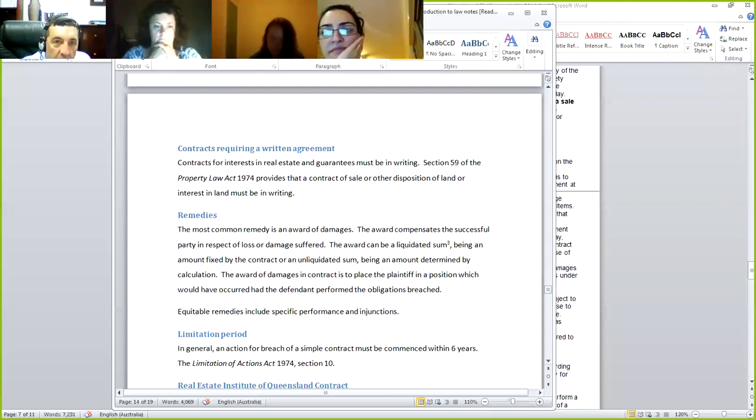Now, contracts require a written agreement. From what I've said so far, most contracts don't require anything in writing, and most contracts would be oral contracts, but there are some which must be in writing. Real estate contracts and guarantees must be in writing. And in that regard, you can look at Section 59 of the Property Law Act, which says that a disposition of land must be in writing.